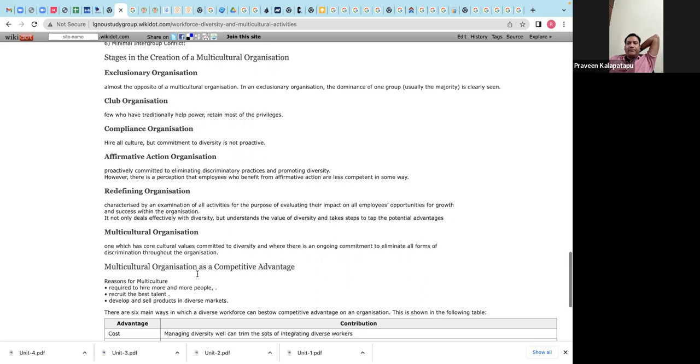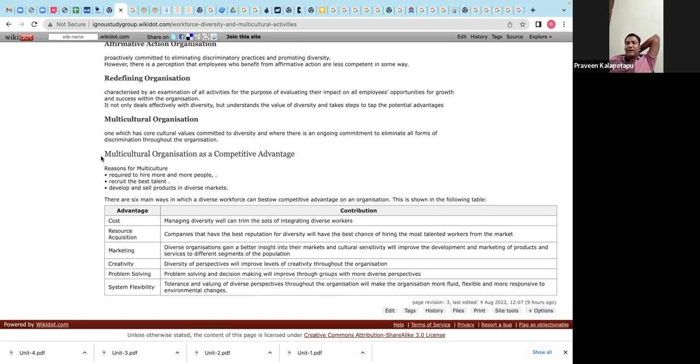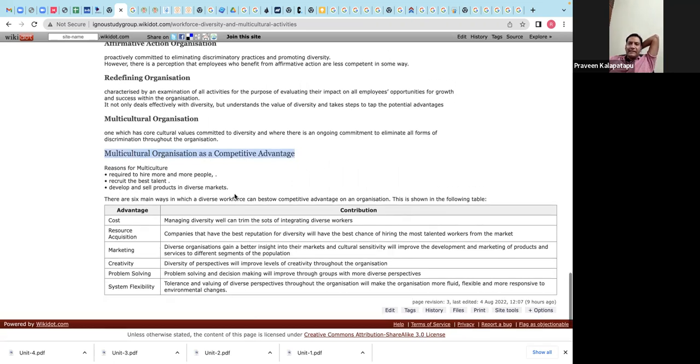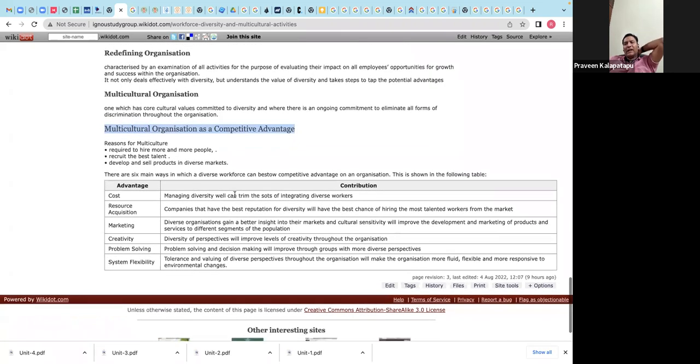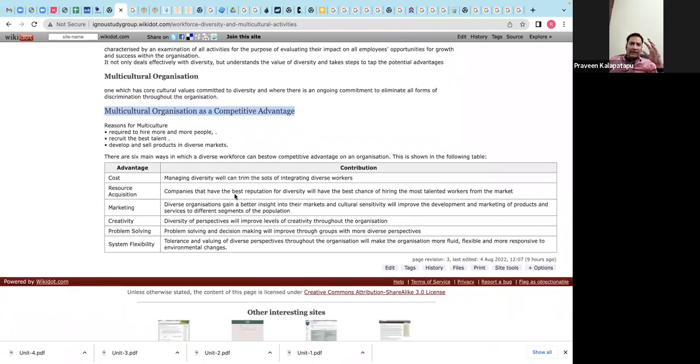Okay. So the next one after multicultural, and this is the last one for the unit as well, is multicultural organization as a competitive advantage. So multicultural is not just about social responsibility. There are a few advantages as well which come with multicultural.